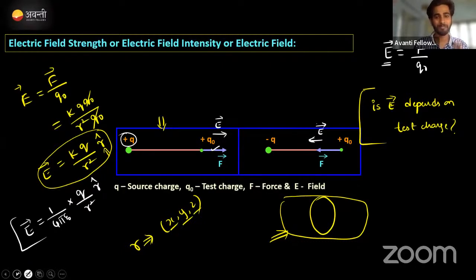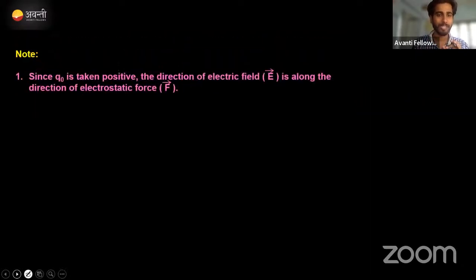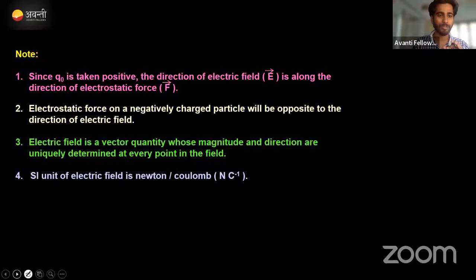Okay, the source charge also produces an electric field, and the test charge also produces an electric field, but in the presence of the source charge, the test charge's electric field value will not be greater. That's why we always treat the test charge's electric field as 0. Cool. Then the next note points, no problem.